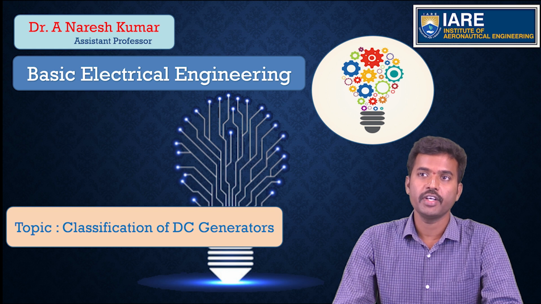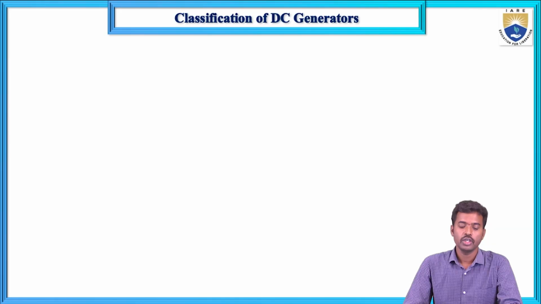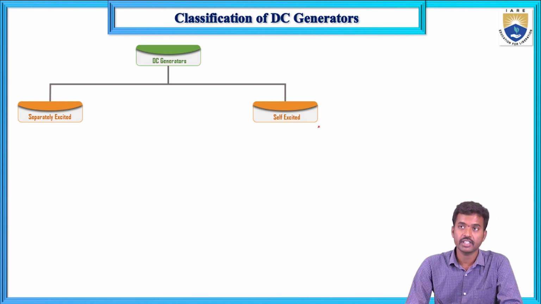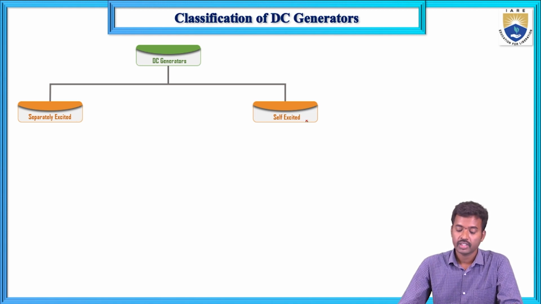Today, we are going to have a discussion on classification of DC generators. Depending upon the field winding excitation, there are two types of DC generator: separately excited DC generator and self-excited DC generator. Based on the field winding and armature connection, or method of excitation, they are classified as separately excited and self-excited DC generators.